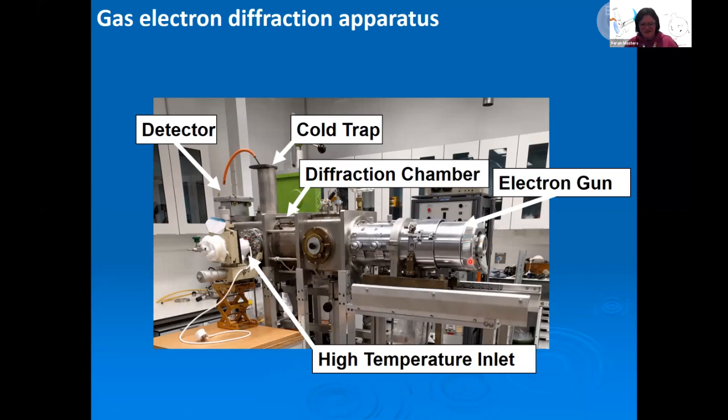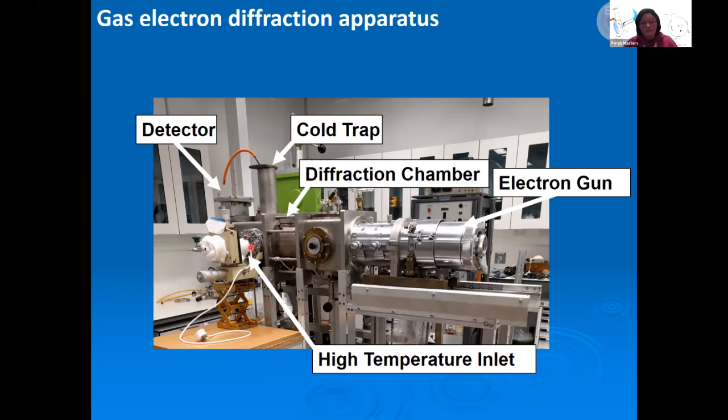And this is obviously a charged beam, and so we can accelerate that electron beam through an anode-cathode arrangement, which is around about here in the electron gun. And then we focus the beam using a series of lenses and apertures at around about this point here. We then pass that beam into a diffraction chamber, which is actually right down the other end of the apparatus.